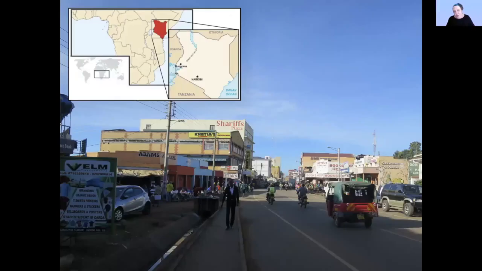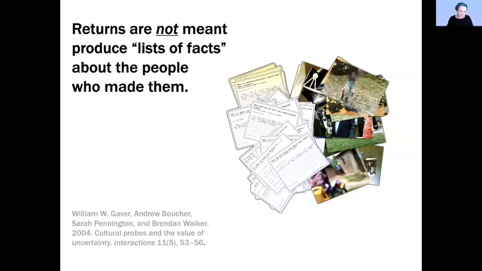And we distributed these cultural probe activities to 22 households in Bungoma, Kenya. You can see a picture of the downtown here. It's a town in the western part of Kenya where I've been working for nearly a decade. We gave the probe activities for 2 weeks and then went back and collected them.